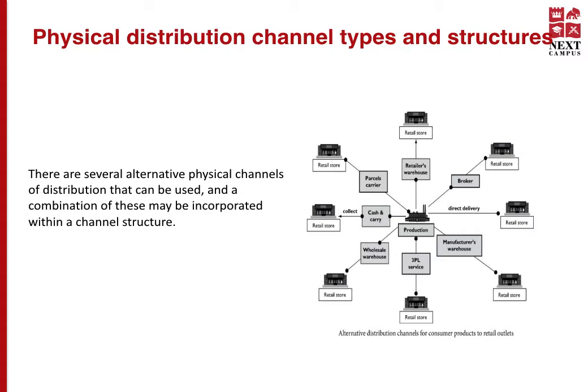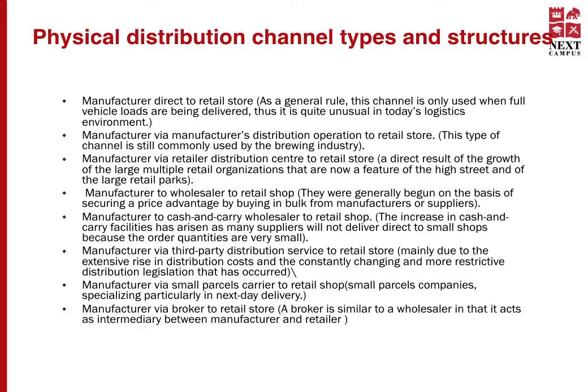Physical distribution channel types and structures. There are several alternative physical channels of distribution that can be used, and a combination of these may be incorporated within a channel structure. Manufacturer direct to retail store. As a general rule, this channel is only used when full vehicle loads are being delivered. Thus, it is quite unusual in today's logistics environment.